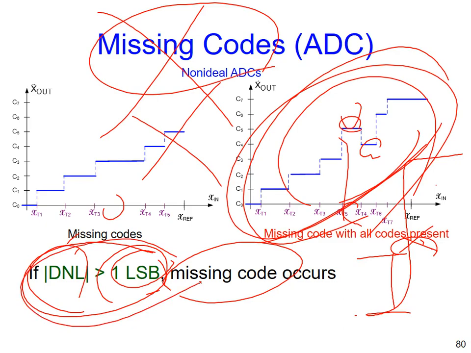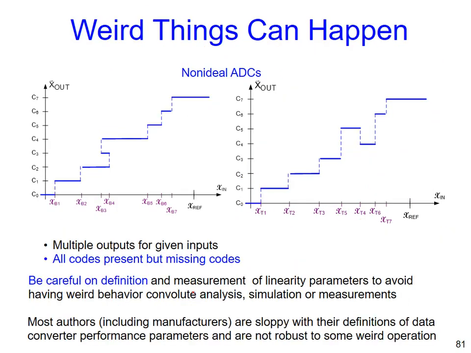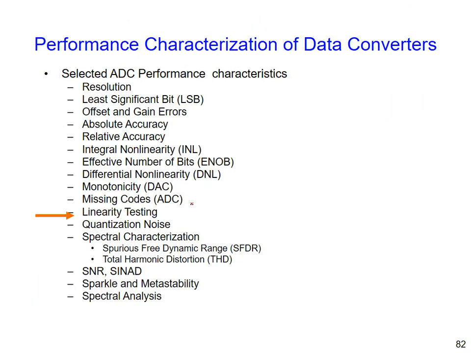So, how to make sure you don't have any kind of missing code? By definition, ideally, each DNL needs to be less than 1 LSB. If it is larger than 1 LSB, I promise you, missing code happens. Weird things can happen if the definition is no good. So again, not only do all the codes need to show up, but also monotonicity. Okay? So how to test your linearity?